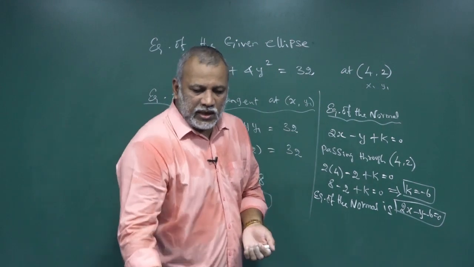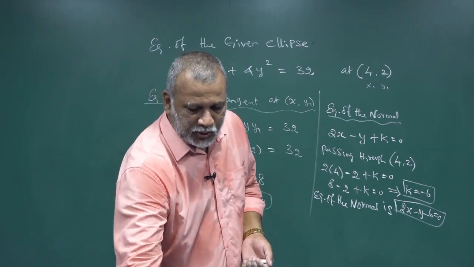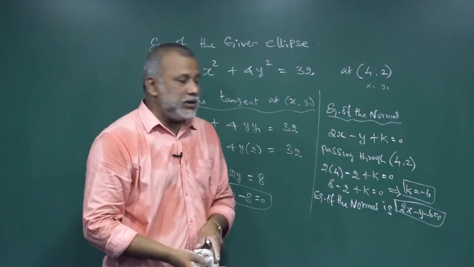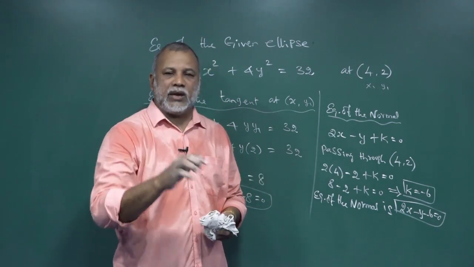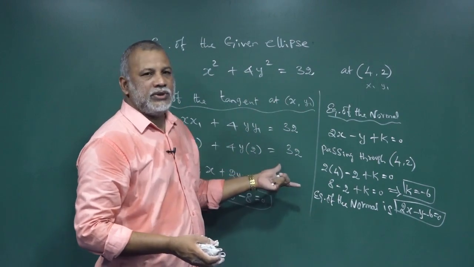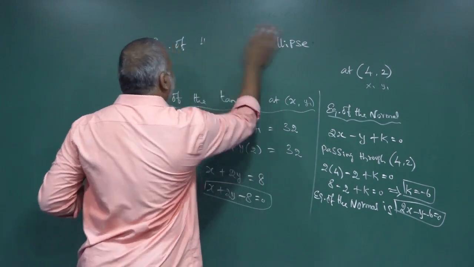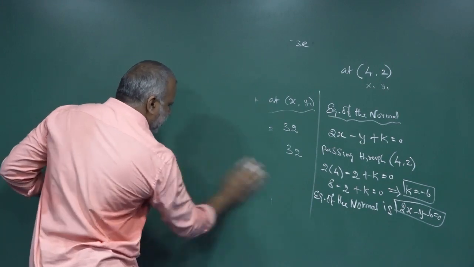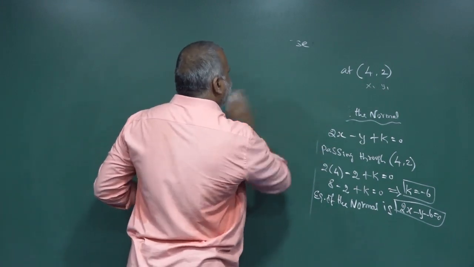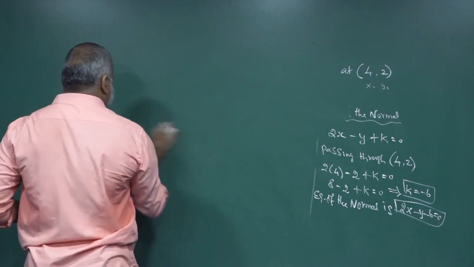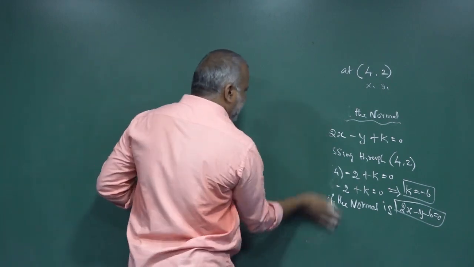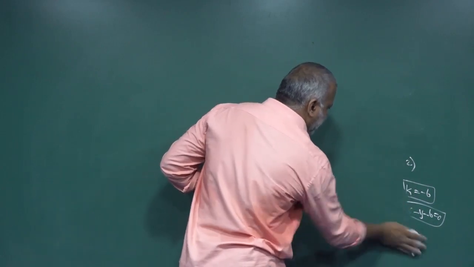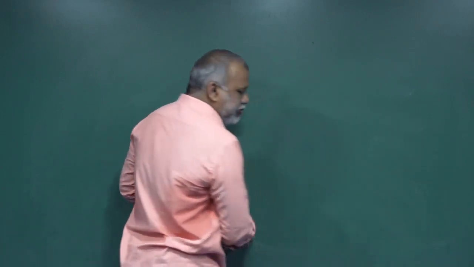So this is the procedure for the equation of the tangent and normal. This is the well-known procedure. Already we have used the same concept for the parabola. Now for an ellipse. Once again, for a hyperbola also, we have one question on this model: find the equation of the tangent and normal to the hyperbola.